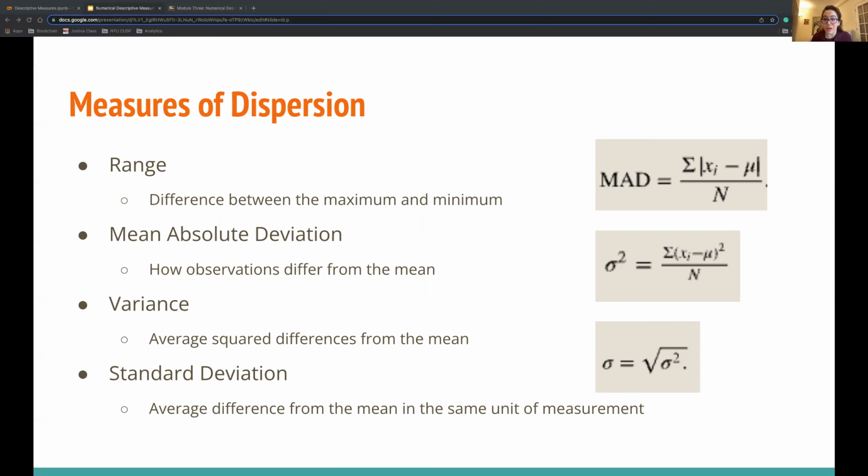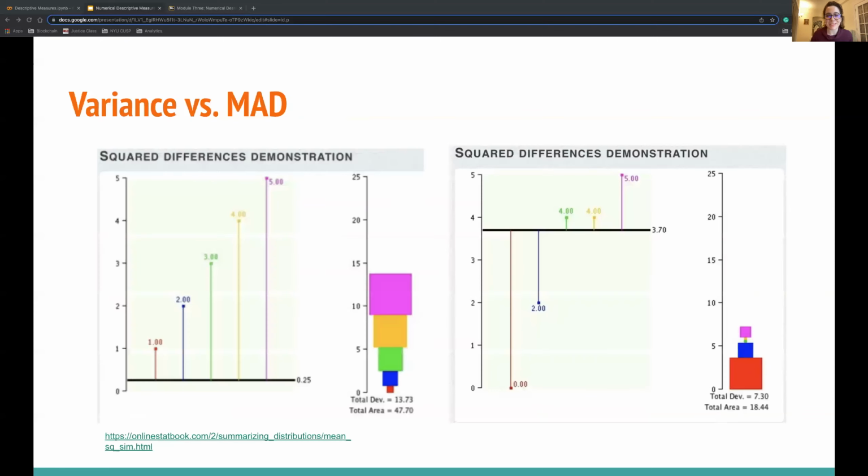The key difference of why we use the variance rather than the MAD is because squaring values emphasizes the larger or smaller differences, whereas MAD weighs large and small differences equally, since it's taking the absolute value.